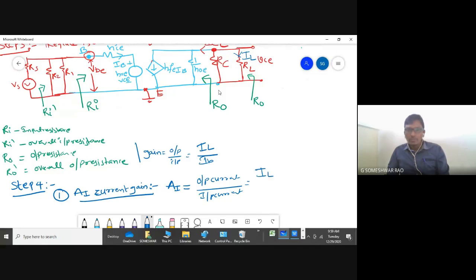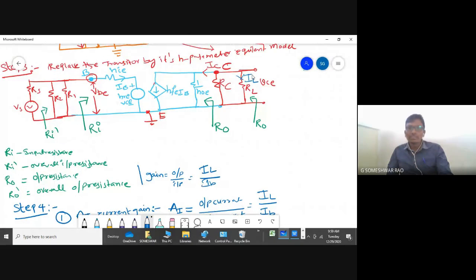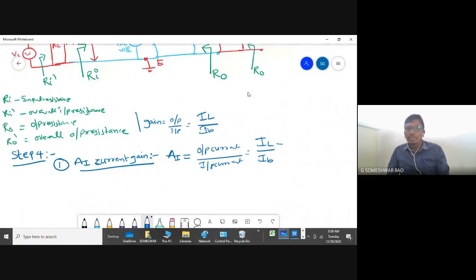So if you observe the direction of the current for IC and IL, how are they? Compare IL and IC. By comparing these two, how are they? Opposite, opposite to each other. Now IL I can replace by minus IC. Is it okay? Minus IC by IB. Everybody understood why I am writing minus IC in place of IL? Is it okay? Understood or not? Yes, sir.